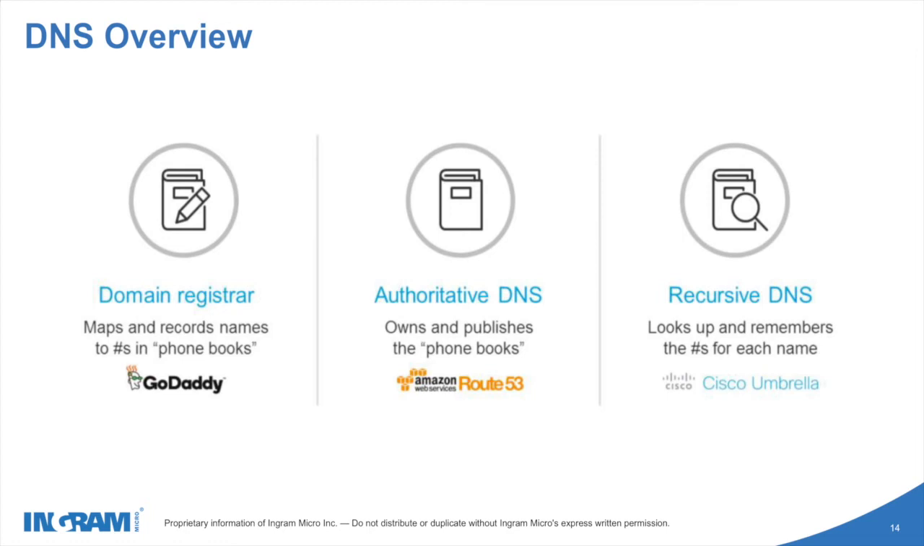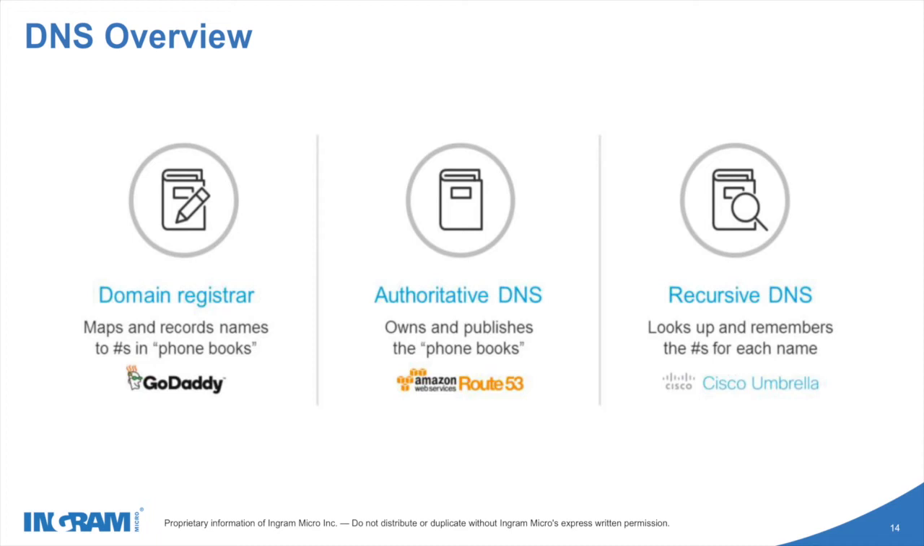Let's have a short DNS overview. So consider the analogy of a phone book. Now, starting from left to right. First, there's the domain registrar. This is where domain names are registered. The domain registrar, for example GoDaddy, will record and map the domain name to the IP address, the same way you'd record names and phone numbers in a phone book.